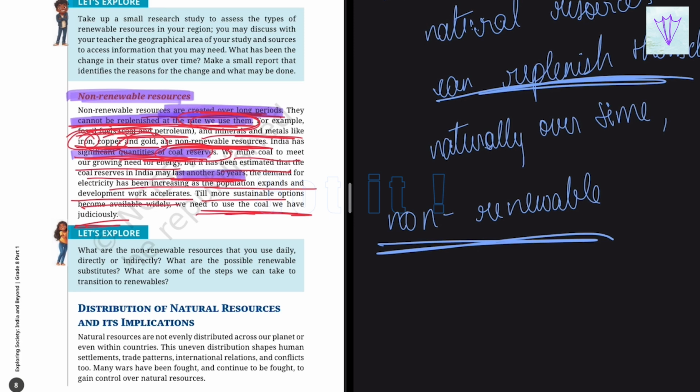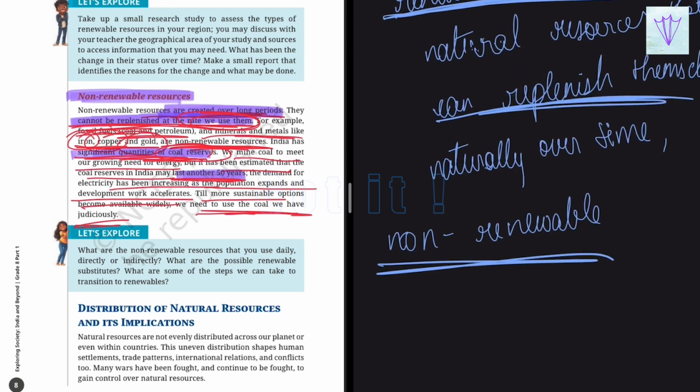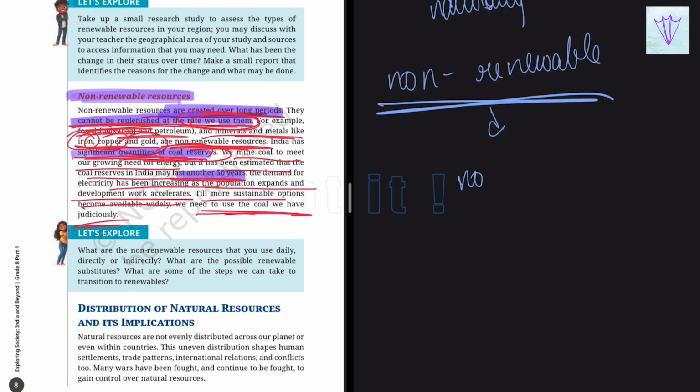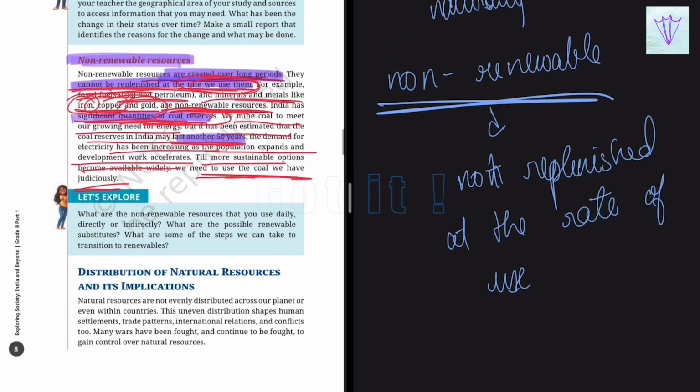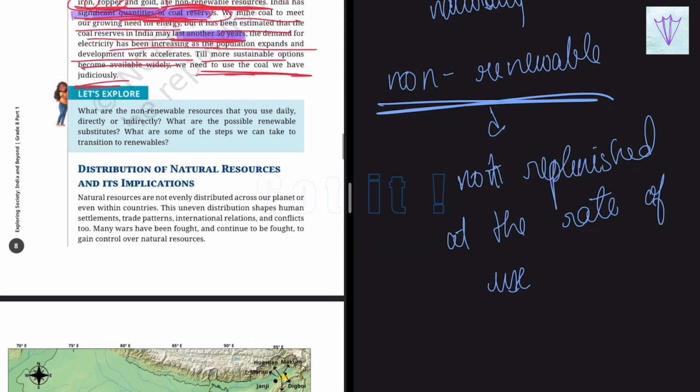So it is important to remember that renewable resources can replenish themselves, but non-renewable are those which cannot be replenished at the rate we use them up, because it takes billions of years for the formation of these non-renewable resources by nature. So the distribution of natural resources and its implications is the next part.